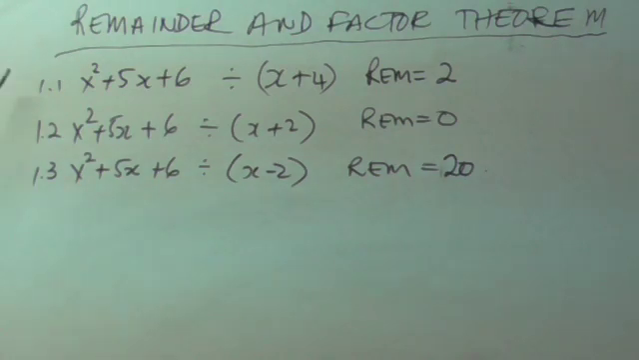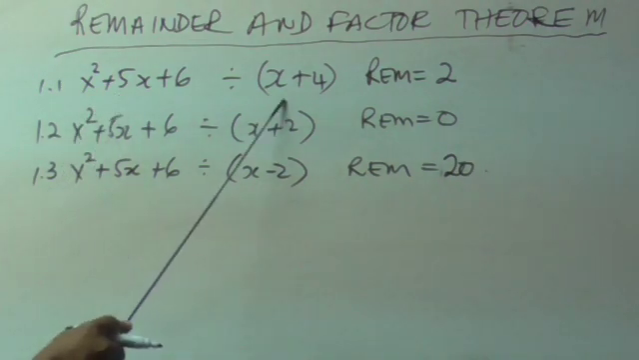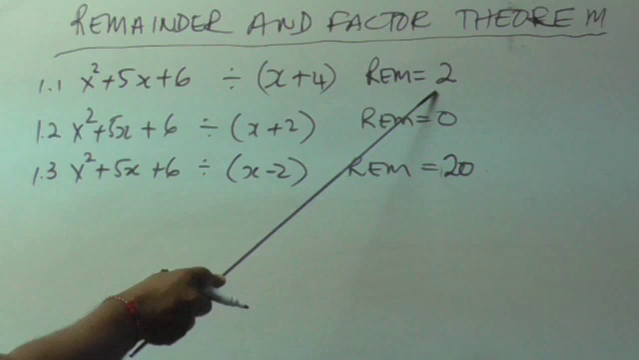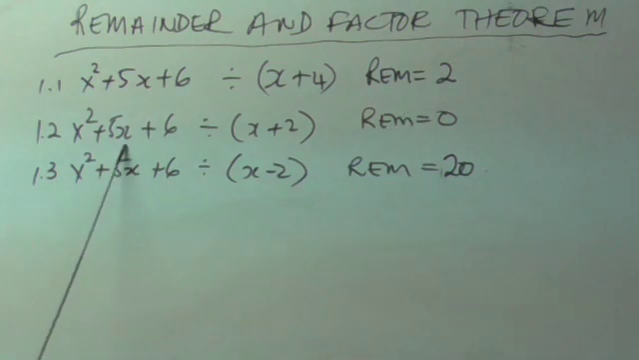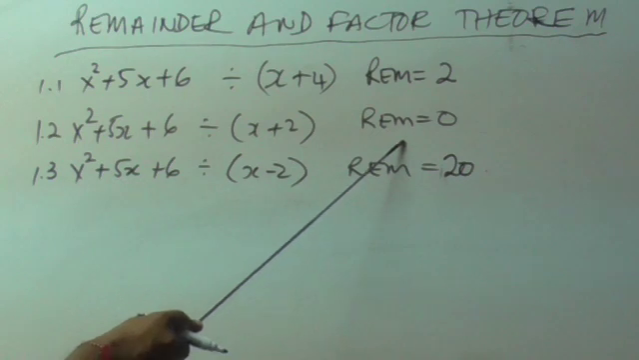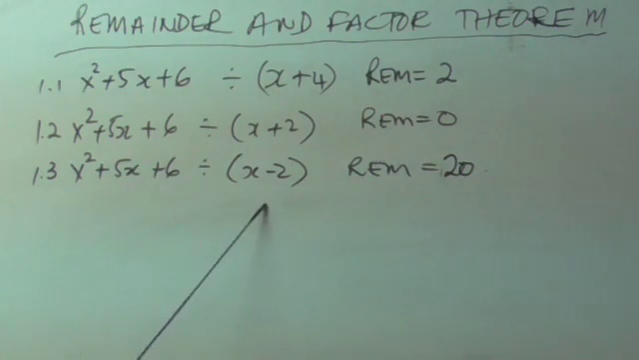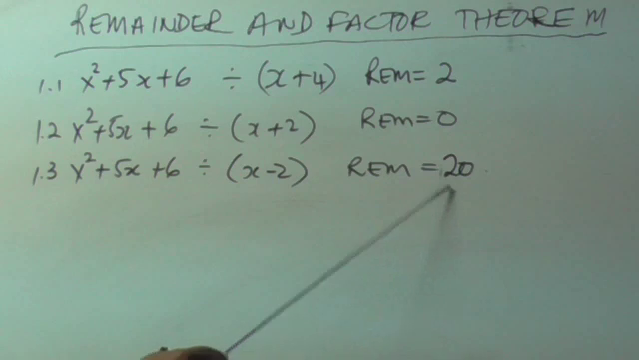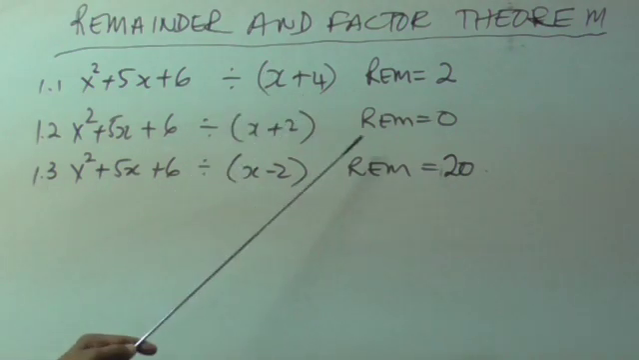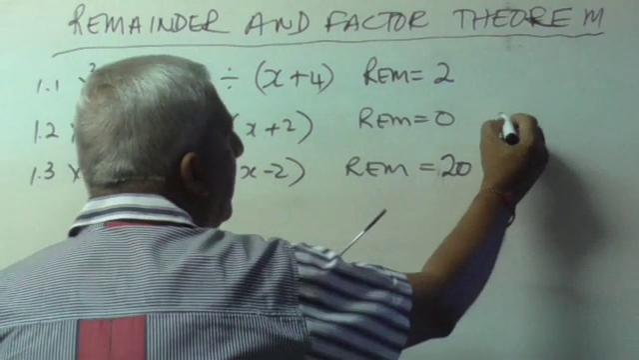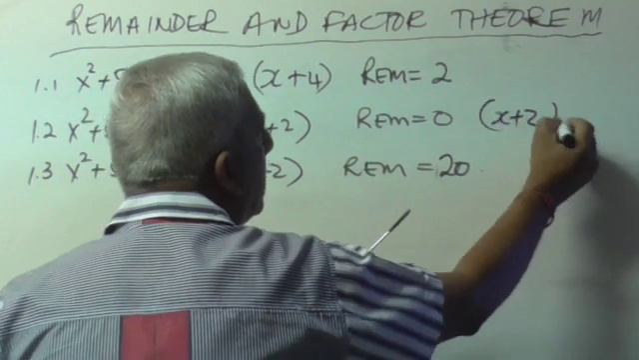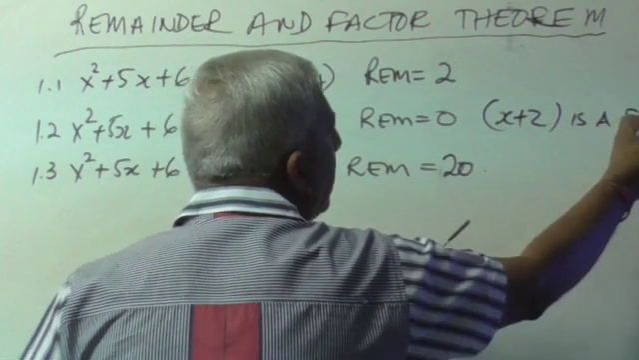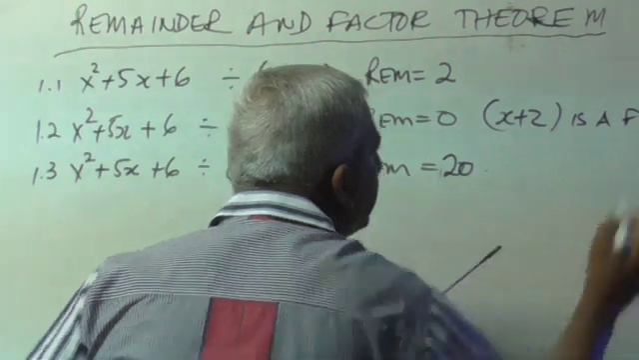Alright, welcome back. Now let's have a look at what happened here. When we divided x squared plus 5x plus 6 by x plus 4, the remainder was 2. When we divided x squared plus 5x plus 6 by x plus 2, the remainder was 0. When we divided by x minus 2, the remainder was 20. So if the remainder is 0, then x plus 2 is a factor.